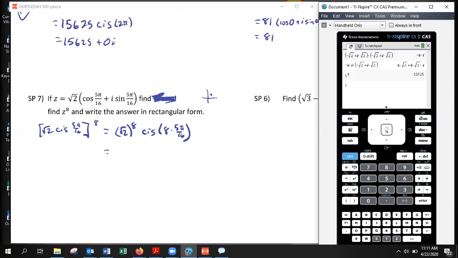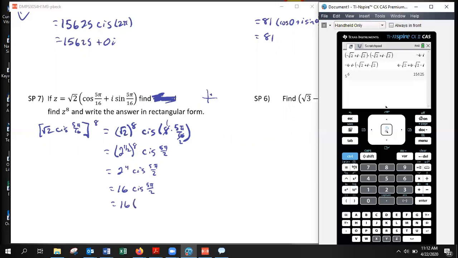The square root of 2 to the eighth, if you remember, we have 2 to the 1/2 to the eighth. Cis of, these will reduce, 8 and 16, 1/2. So cis of 5 pi over 2. If we multiply our exponents right there, that gives us 2 to the fourth. So 2 to the fourth, cis of 5 pi over 2. 2 to the fourth is 16. We can leave it maybe as cis 5 pi over 2, but this is a known angle, so let's go ahead and put that into rectangular form.